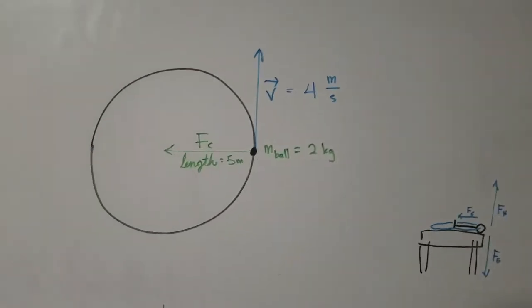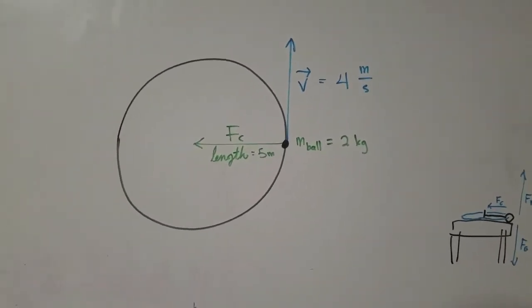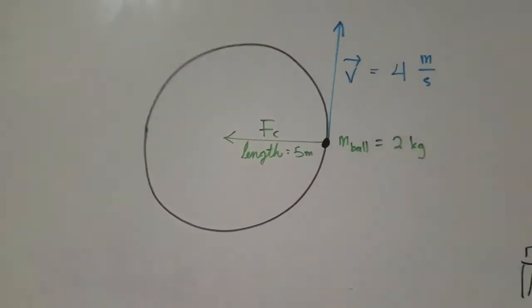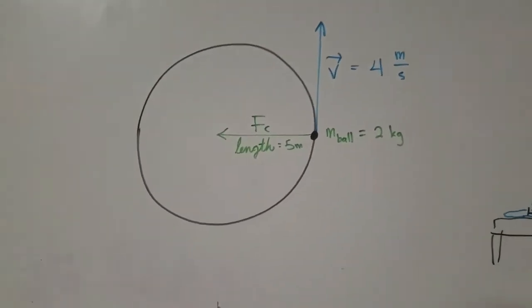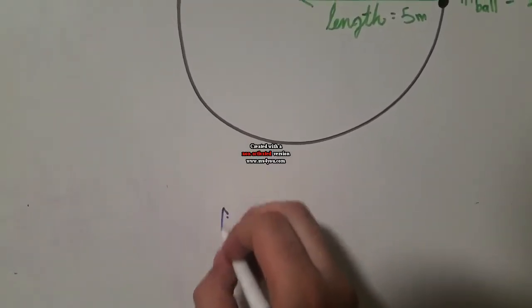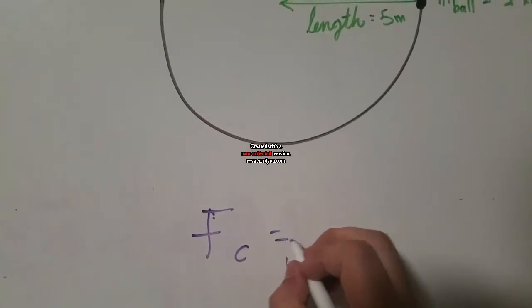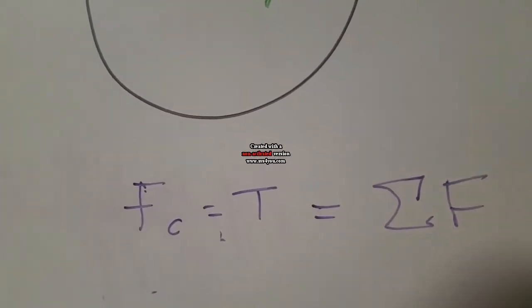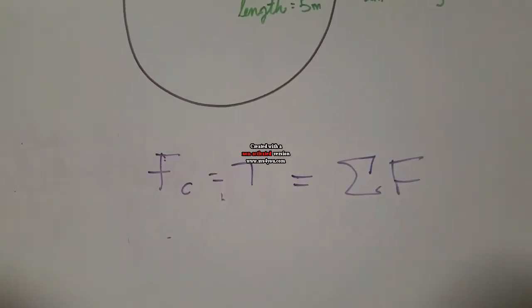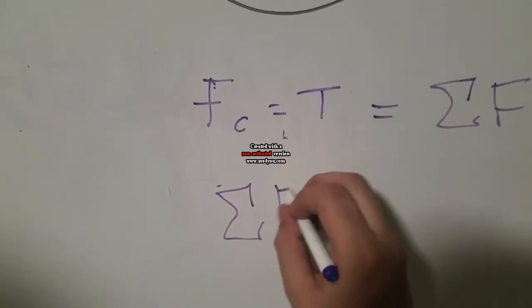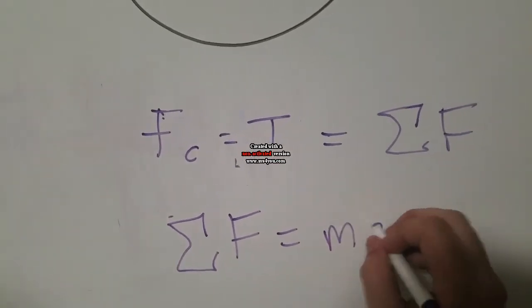Let's check out the force diagram from an aerial view to see what I mean. So here is the aerial view of the diagram to the right. And you see I've given you the velocity, I've given you the mass of the ball, and I've given you the length of the string. And we already said that the only force acting on this object is going to be the tension force. So the centripetal force is just equal to the tension force, which is also going to be the net force, because it's the only force there. And so we can move on to Newton's second law, and we can recall that F is equal to m times a.